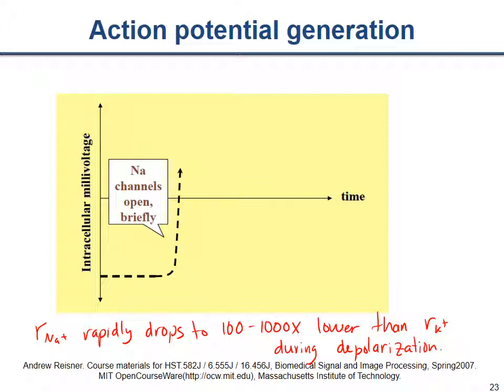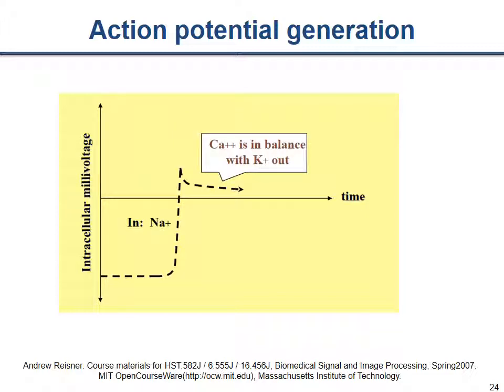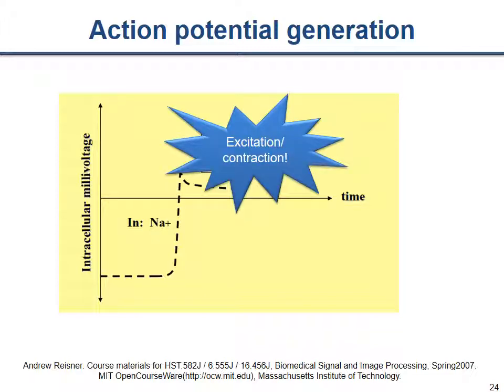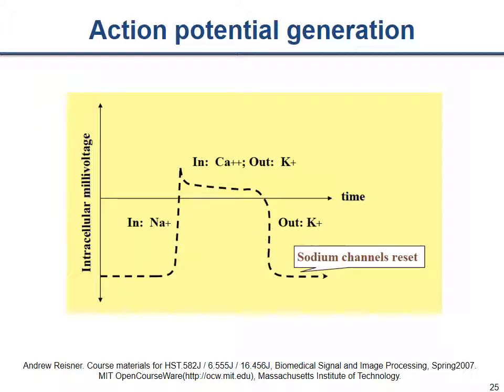Okay, so the Na channel opens briefly. Then there's a little bit of mystery stuff that goes on here. At some point, calcium is in balance with the potassium coming out, and at this point, this is when the cell actually does its mechanical contraction. It contracts, then more potassium flows out, the calcium flow halts, the sodium channel resets, and we're back to our normal state. Okay, so this is really what the action potential looks like. The intracellular action potential looks like this for a single cardiomyocyte.